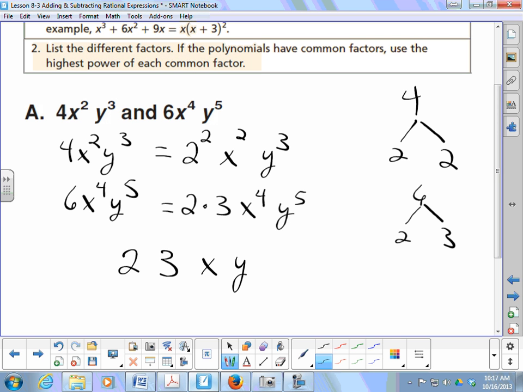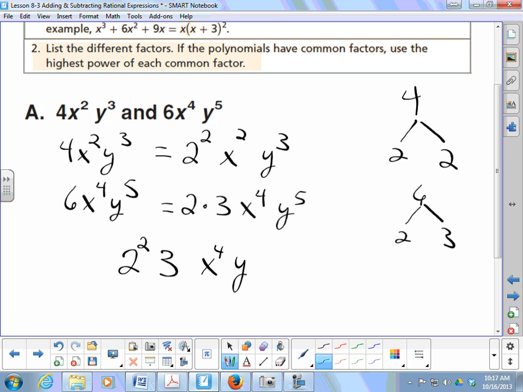All right, Sierra, what's the highest power of the 2? 2. Okay, so I'm going to put a 2 there for the exponent. Okay? Brooke, what's the highest power for a 3? 1. Okay, so I don't need to put a 1 there, do I? Okay. Mr. Keener, what's the highest power for X? 4. Okay. And Mr. Edwards, how about Y?